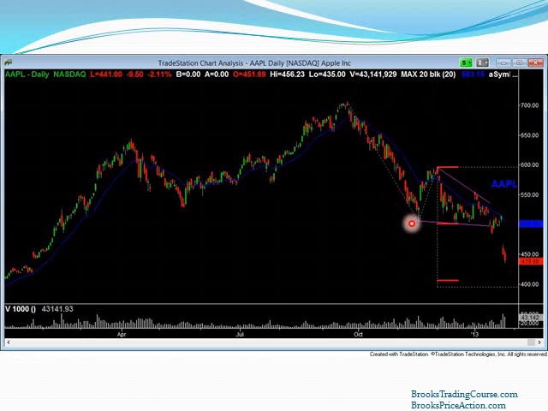So if we say this is the first leg down, and then the market rallied, and the measured move projection for the second leg would be here, also around 400.